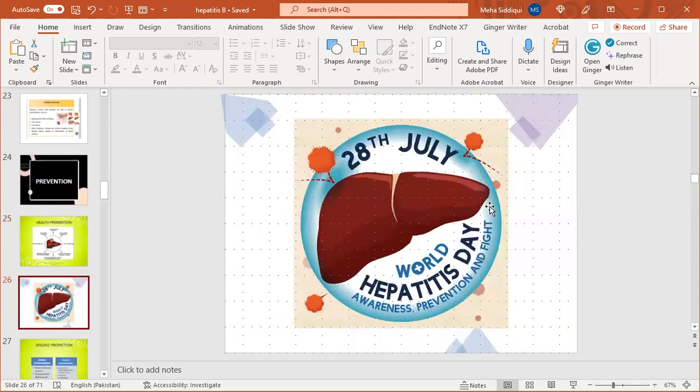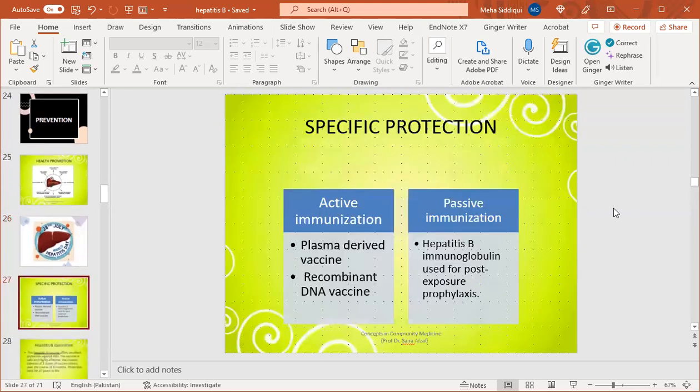World Hepatitis Day is celebrated every year on the 28th of July to raise awareness of the problem and what needs to be done for prevention and control of this viral hepatitis.